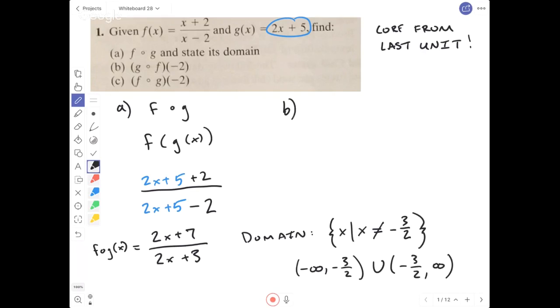Part B. Find g of f of negative 2. Okay, so I haven't yet found the g of f function. So that's going to be my first step. And I'm going to find it with negative 2 as the input.